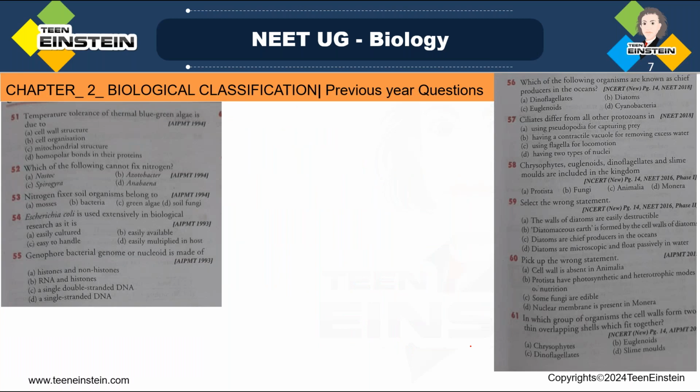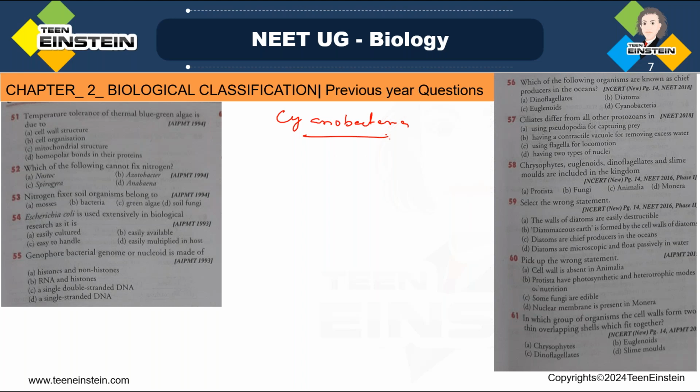Next, question number 51. Temperature tolerance of thermal blue-green algae is due to, here you are getting 4 options: cell wall structure, cell organization, mitochondrial structure, homopolar bonds in their protein. So here you know that cyanobacteria provide a very good example of the adaptability of life to extreme conditions, right? Cyanobacteria is otherwise called blue-green algae.